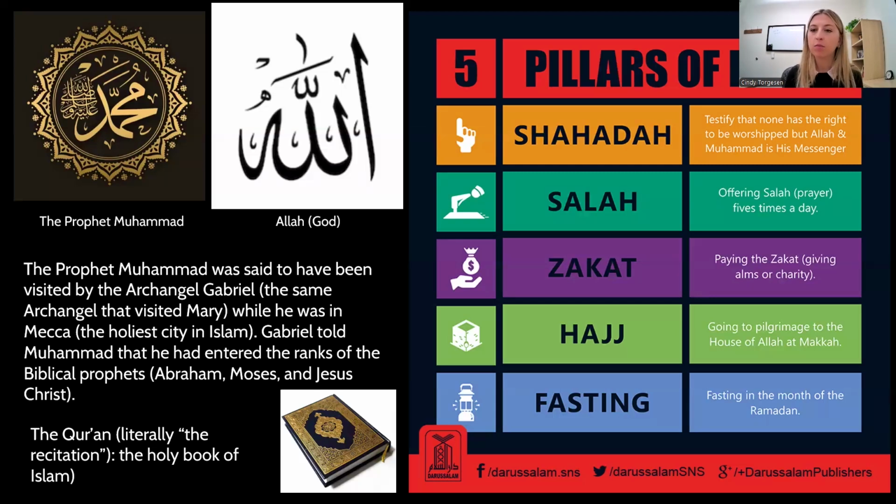Salah is offering prayers five times a day. This is a very important part of the life of Muslims. This is also going to play a significant part in how art and architecture is organized because it's going to help facilitate this pillar of Islam. Zakat is almsgiving for charity. So this idea of being charitable, offering contributions to support the poor.